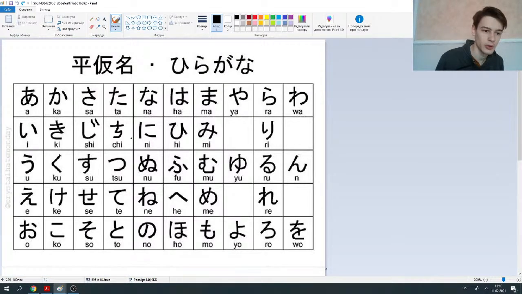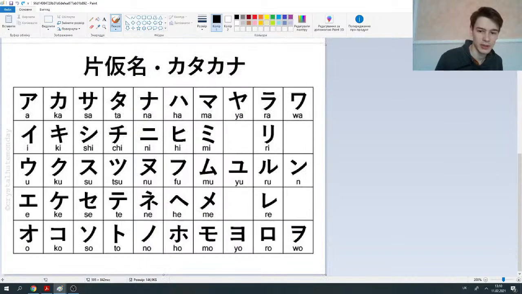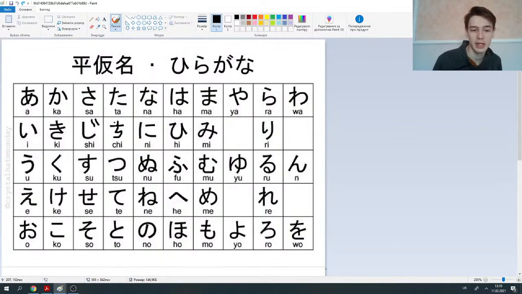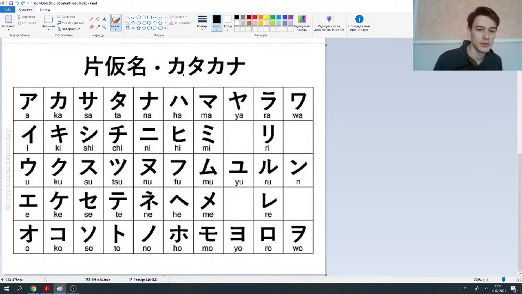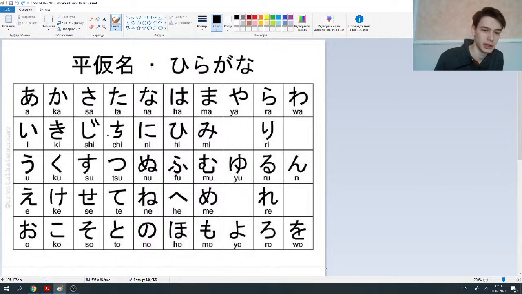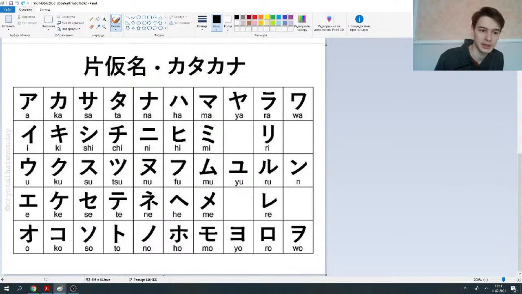So Katakana and Hiragana represent the same sounds basically, as you can see they are the same. So why do we need two of them? Katakana is more for foreign words, for loan words from different languages, mainly from English of course. For example, aisu will be ice cream and so on, while Hiragana is more for particles and for Japanese words itself.